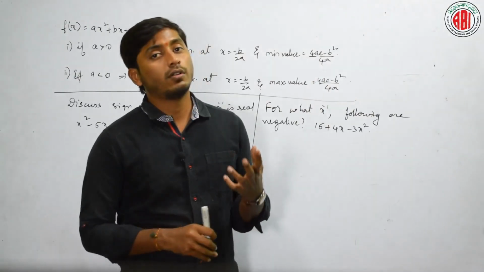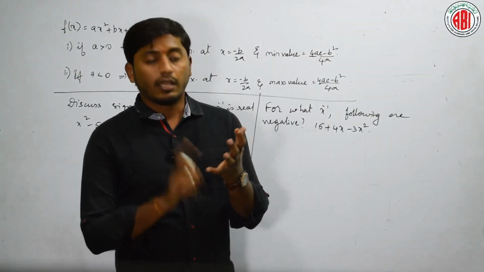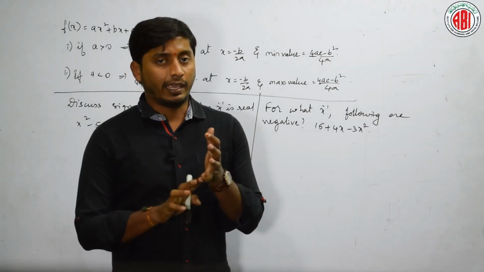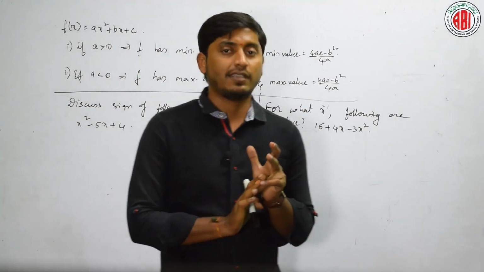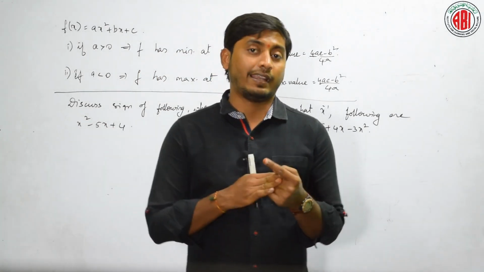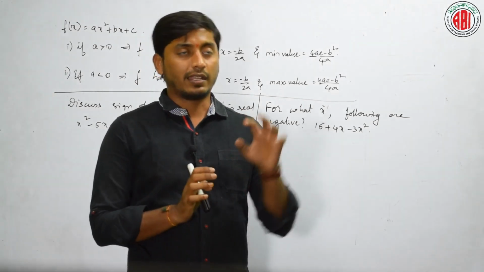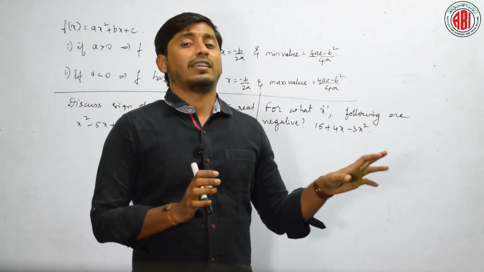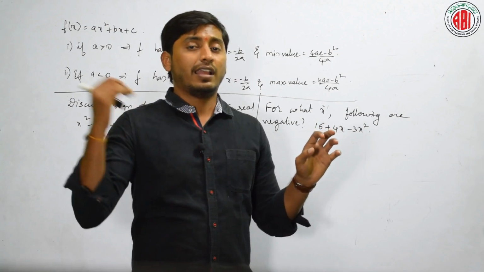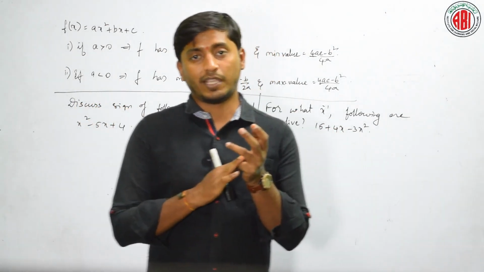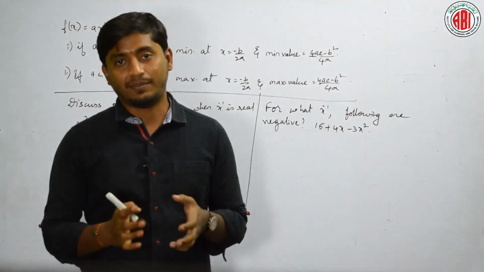Let's do. So, the conclusion is, if x lies between alpha and beta, then a and ax square plus bx plus c will have opposite sign. And the second thing, if x does not lie between alpha and beta, that is, it should be either x less than alpha or x greater than beta, then ax square plus bx plus c and a will have the same sign.